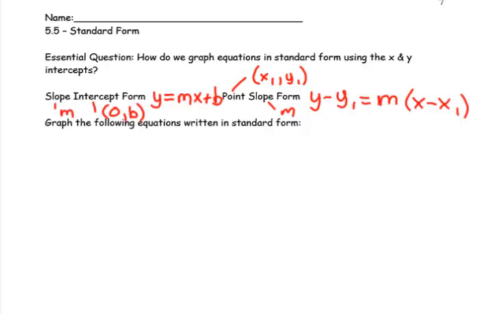So those are the two that we've looked at so far, and today what we're going to add is the third one, which is to graph the equation in standard form. Standard form is written as ax plus by equals c, where a, b, and c represent numbers. We're going to take a look at one way to do that here today.